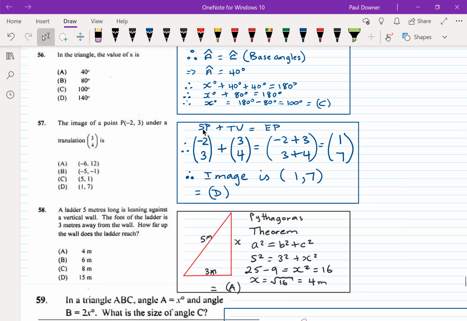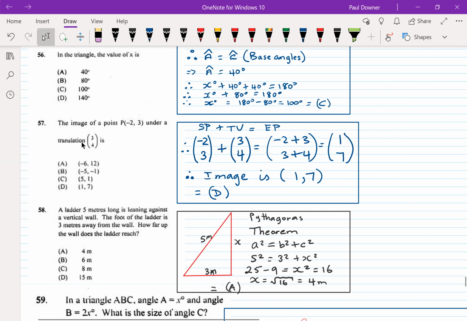What is the equation? SP, or start point, plus TV, translation vector, must be equal to the EP, or endpoint. Right? But remember, this is a vector relationship, so everything has to be in vector form. So a start point, that's not the image point, that's not the object. Well, let's see. The image of a point, this. So the image of this means this has to be the start point. So that's why we write this down first.